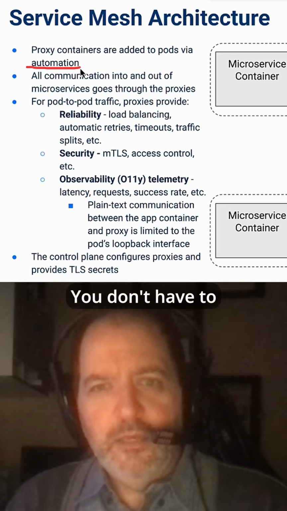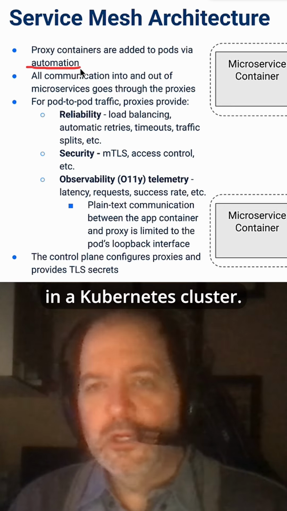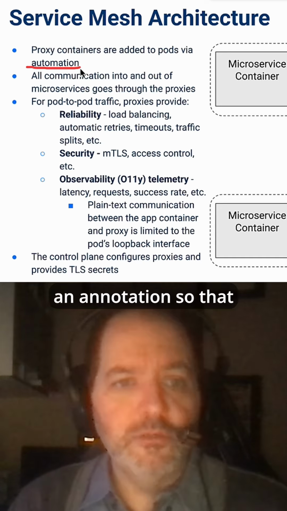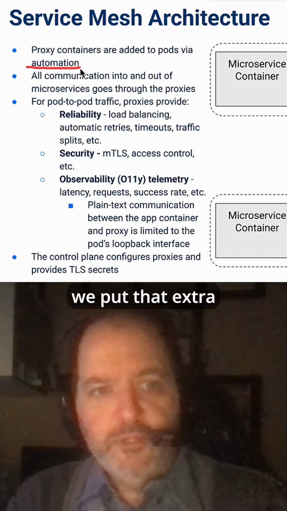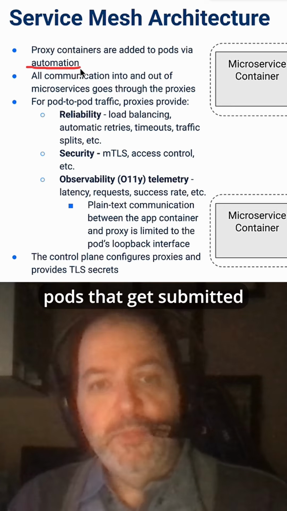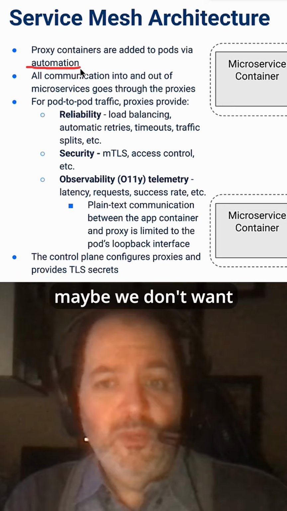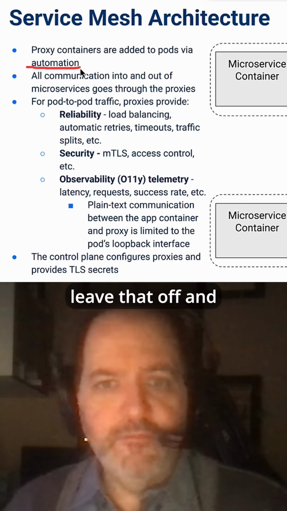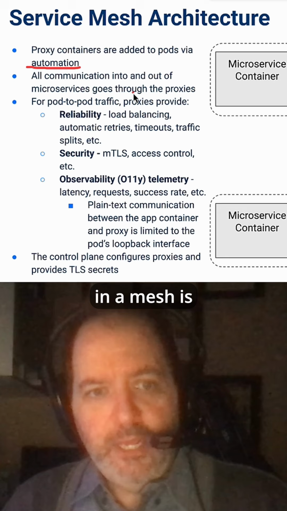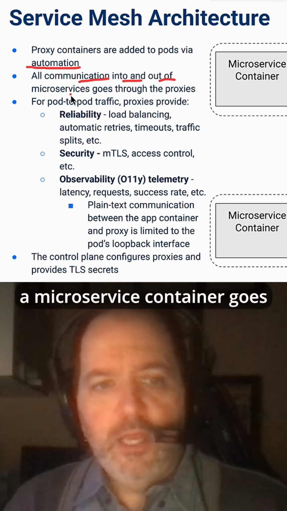And you don't have to have these proxy containers in every single namespace in a Kubernetes cluster. We can pick and choose. Typically, this is done with like a label or an annotation, so that we put that extra metadata on the namespace, and then all the pods that get submitted to that namespace get the proxy container. But other namespaces where maybe we don't want that feature, we can leave that off, and then they don't get these containers.